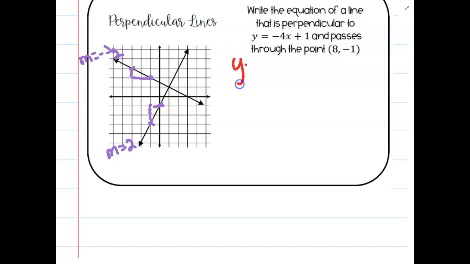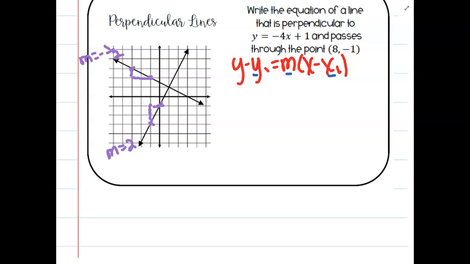We're still using point slope form. Y minus y1 equals m times x minus x1. We still need a y1, an m, and an x1. They give me the point to plug in, but I have to take my slope from this line. My line needs to be perpendicular to this line.